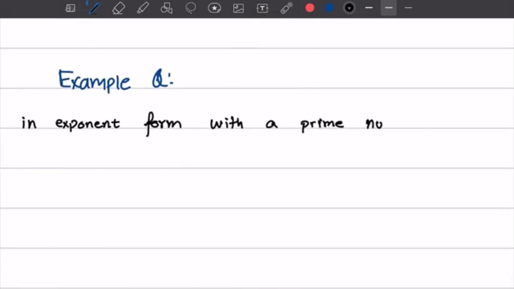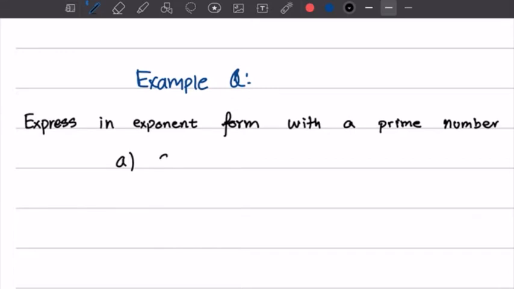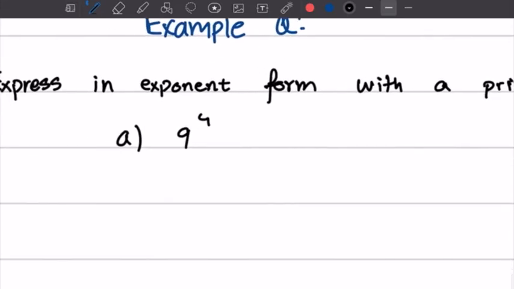Prime number base, prime number base. And the first question is 9 to the power of 4. What can you actually write as a prime number? Well, you know that 3 is a prime number. So you can write 9 as 3 to the power of 2, because 3 to the power of 2 is 3 times 3, which is 9. And because you have a 4 here, you put the 4 outside.